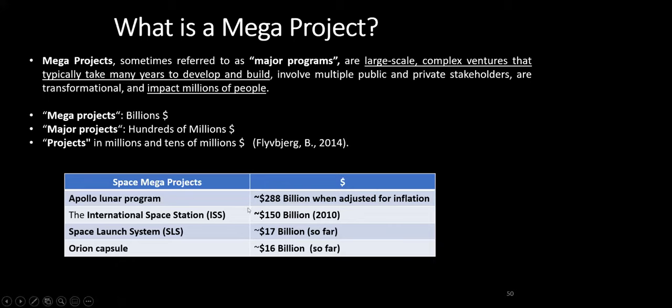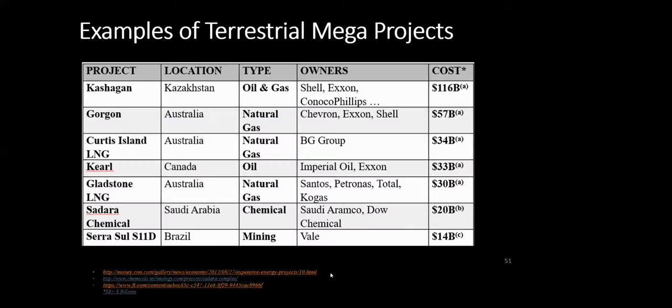The Apollo lunar program, if adjusted for inflation, would be $288 billion today. The International Space Station, when it was all said and done, was about $150 billion. And then the Space Launch System was about 17 billion, probably more by now, but this was a number I think I picked up in about 2019 or 2020. The Orion capsule has been about 16 billion so far. So these are big numbers, and when you're talking about big dollar amounts like that, it's a mega project.